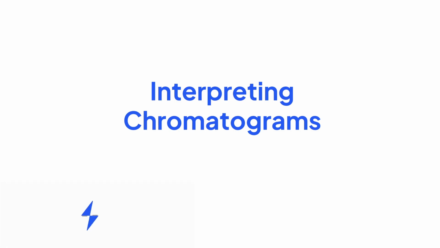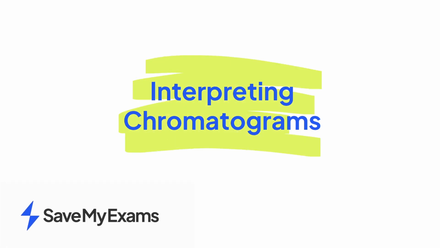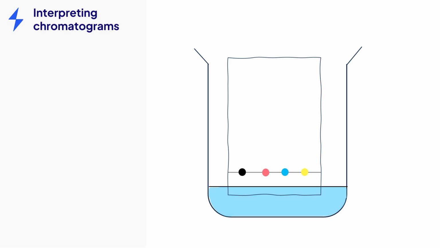In this video, we are going to look at how you interpret chromatograms. You must be able to interpret chromatograms. To do this, we will use the example we looked at in the previous video. As discussed, the black ink and other colours were dotted onto the start line and placed into a solvent.